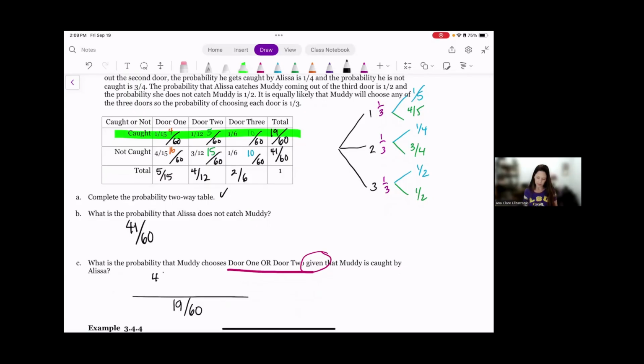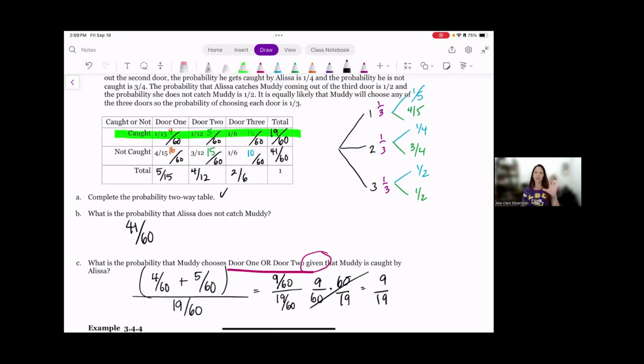Door 1 was 4/60ths. Door 2 was 5/60ths. That gives me 9/60ths over 19/60ths. I don't like fractions. 60 is not going to be a nice number to be divisible. So what I'm going to do is not turn them into decimals, but flip and multiply. So I have 9/60ths multiplying by the reciprocal 60/19ths. The 60s cancel, and I have 9 out of 19.